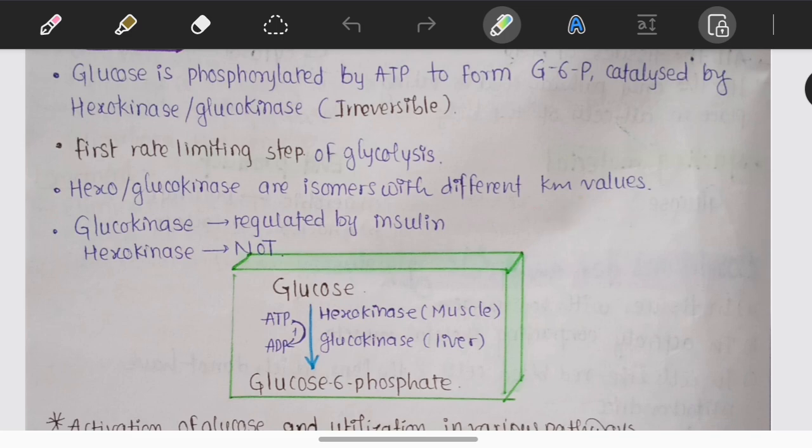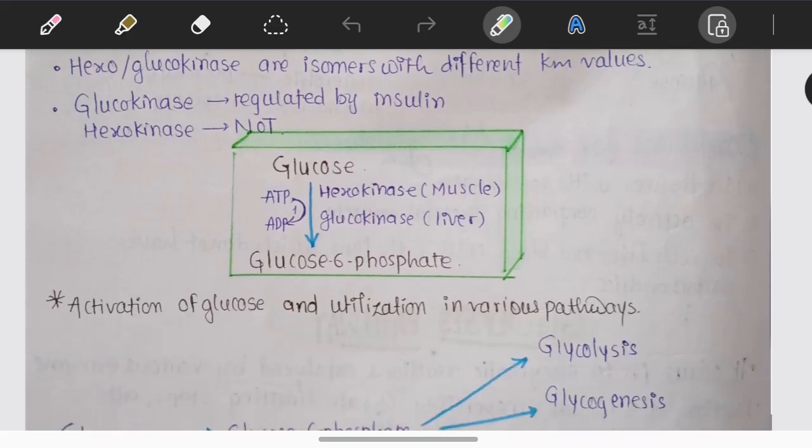Glucokinase is regulated by insulin; hexokinase is not regulated by insulin. This is the step: glucose is converted into glucose 6-phosphate, requiring ATP. Of these enzymes, in the liver it is glucokinase, and in muscles hexokinase.